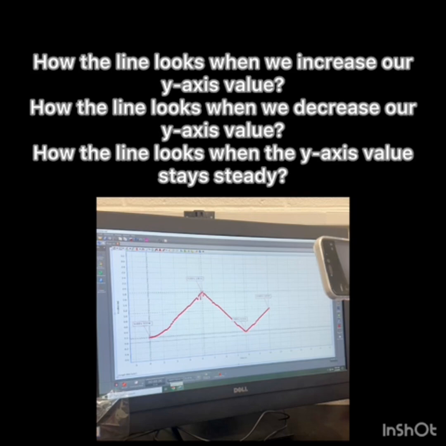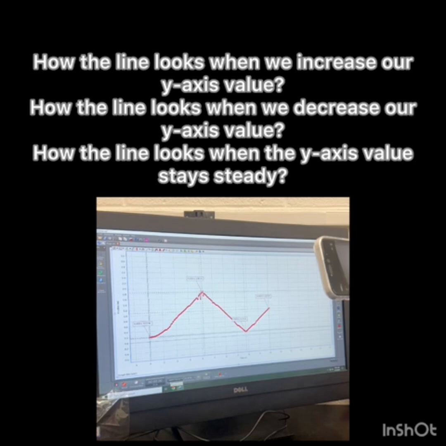Second question, how does the line look when we decrease our y-axis value? When the y-axis value decreases, the line slopes downward from left to right. This falling line represents a negative velocity, meaning the object is moving back toward the origin or in the opposite direction. My graph shows this behavior between 4 and 8 seconds, where the position drops from 2.0 meters back down to 0.